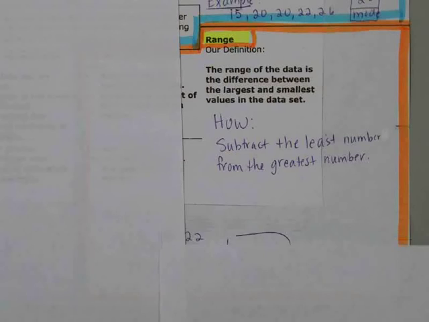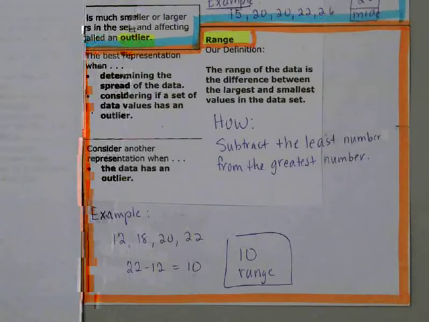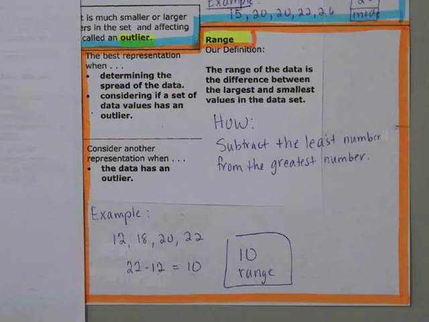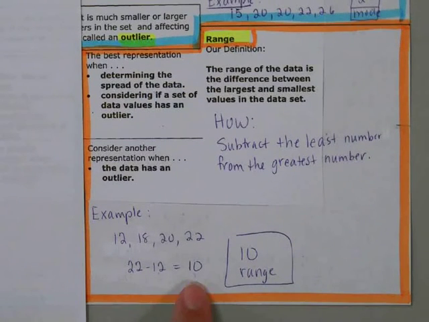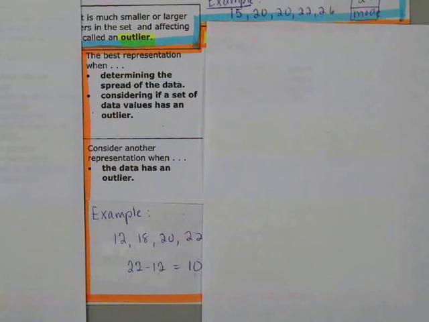So our example is 12, 18, 20, 22. Notice that they're ordered from least to greatest, so we can easily find the least number and the greatest number and subtract. So we subtract 12 from 22, we get 10. That is our range. We want to use range when we are determining the spread of the data or when we're considering if a set of data has an outlier. We might want to consider a different representation when the data has an outlier.